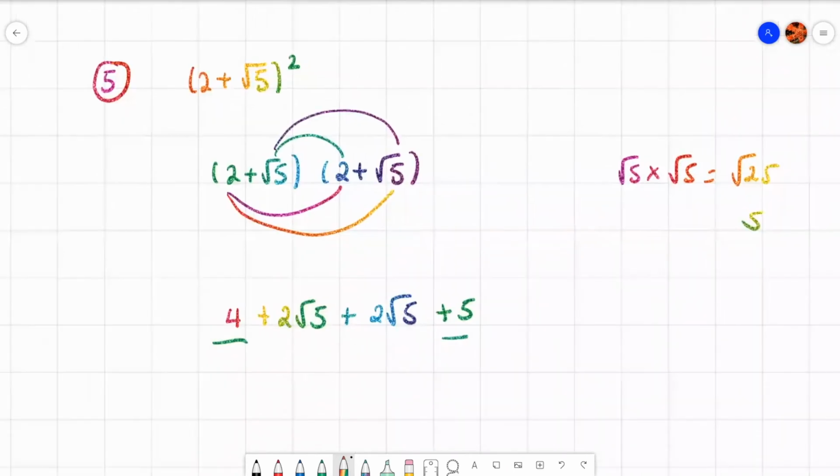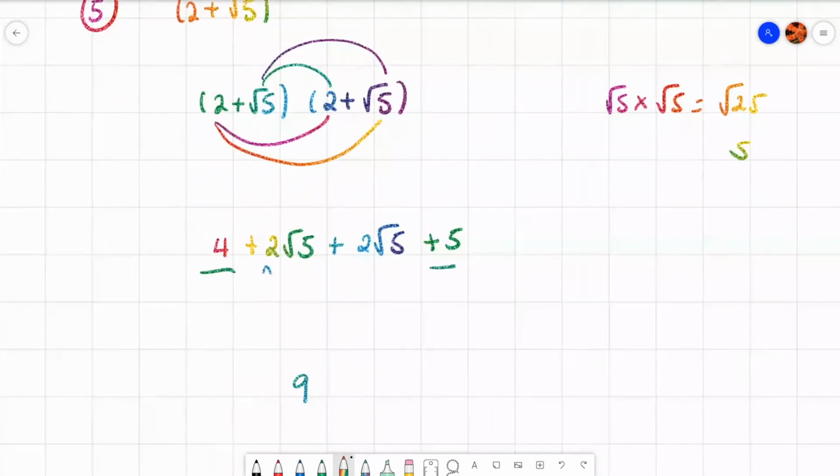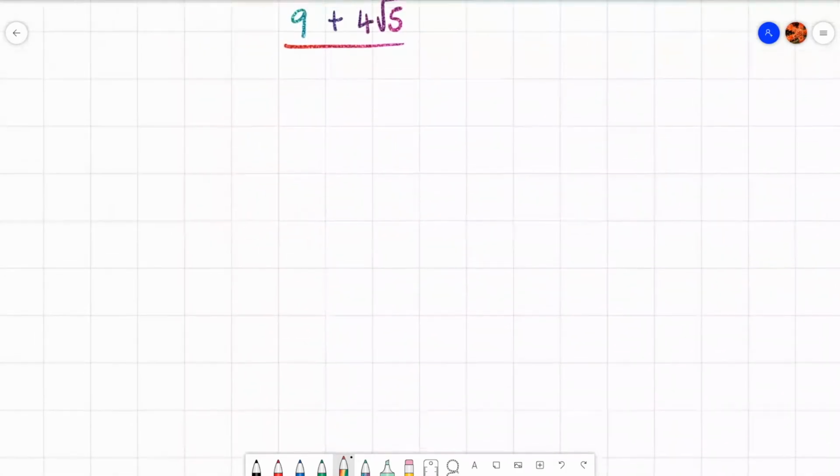Add the numbers up on the outside. 4 add 5 is 9. Then 2 root 5 plus another 2 root 5 is 4 root 5. Can't simplify this further, so we leave it as it is. Okay, well, let's do another example.